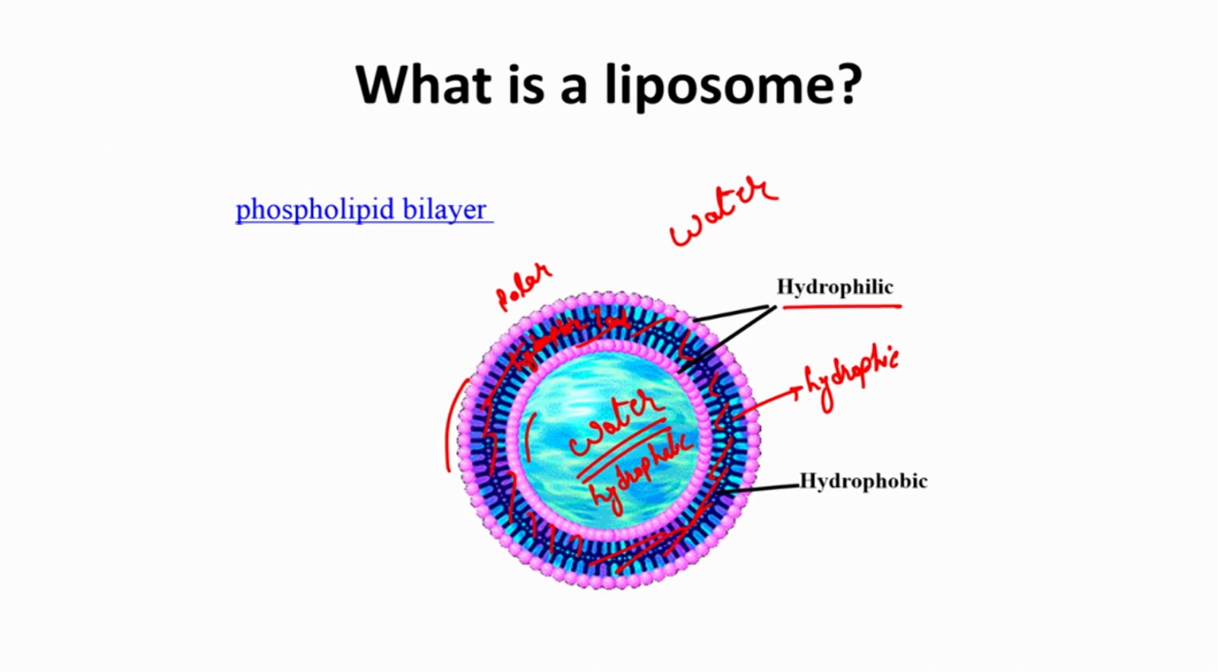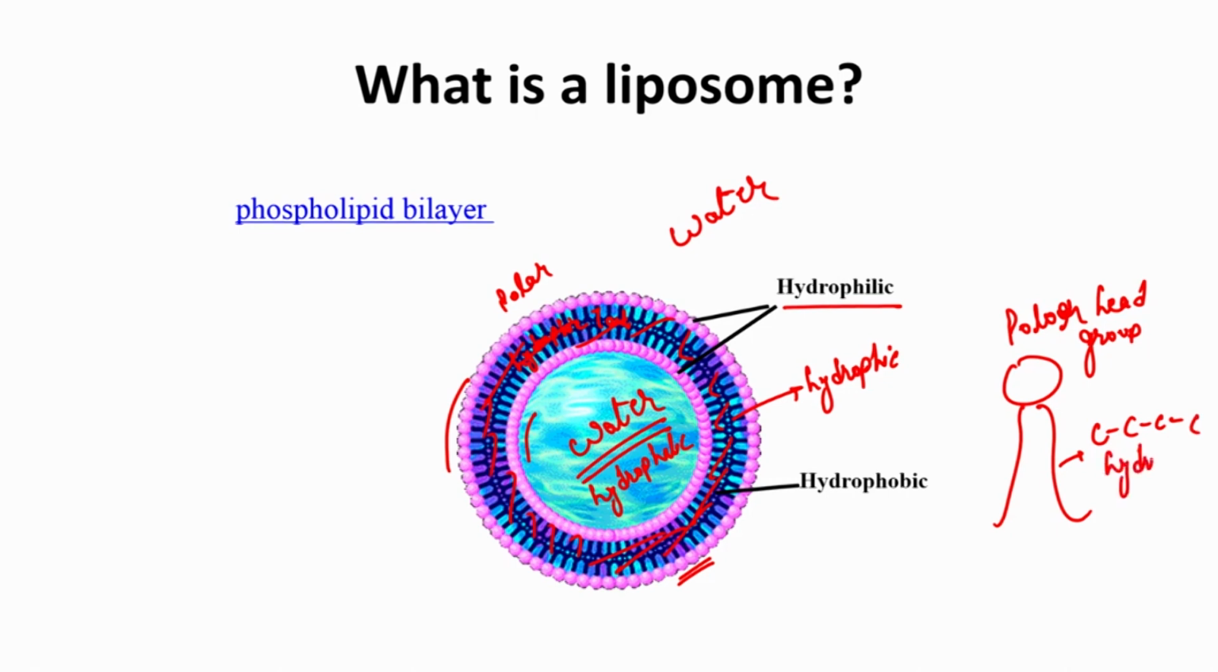and all these lipids that you are seeing here. If I zoom into individual lipids, what you have is a polar head group, and then you have a carbon based hydrophobic tail, and then this tail length can vary. This could be C18, this could be something else, it just depends on what lipid you are interested in.